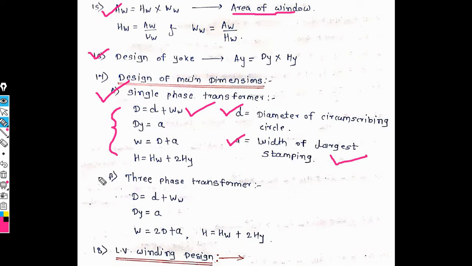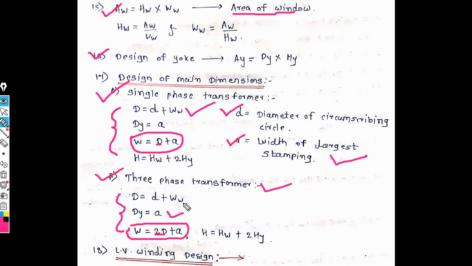The same formulas also apply for a three phase transformer. D is equal to d plus the width of the window. Then DY is equal to a. Then W is equal to twice D plus a. But the main difference is that a single phase transformer consists of only one window, and a three phase transformer consists of two windows, that is 2D. This is 2D because it consists of two windows. Okay. And then H is equal to the height of the window plus twice HY. These are the four important formulas for the three phase transformer.